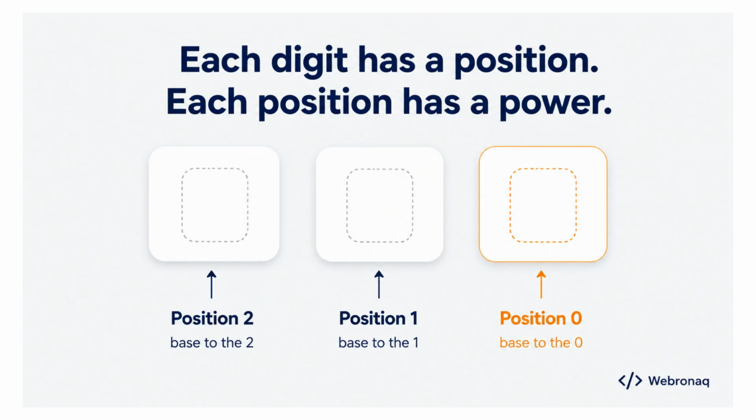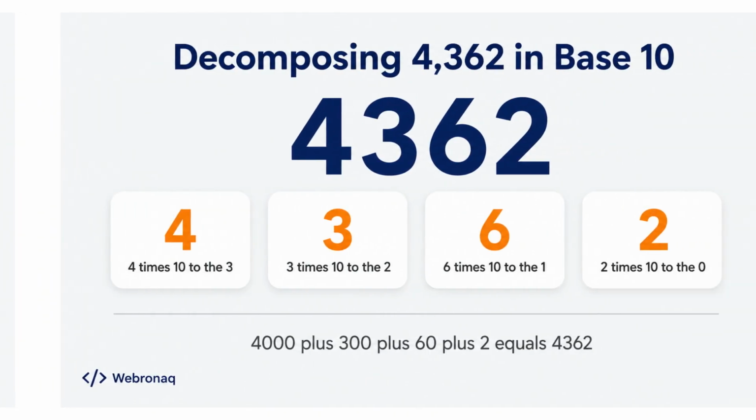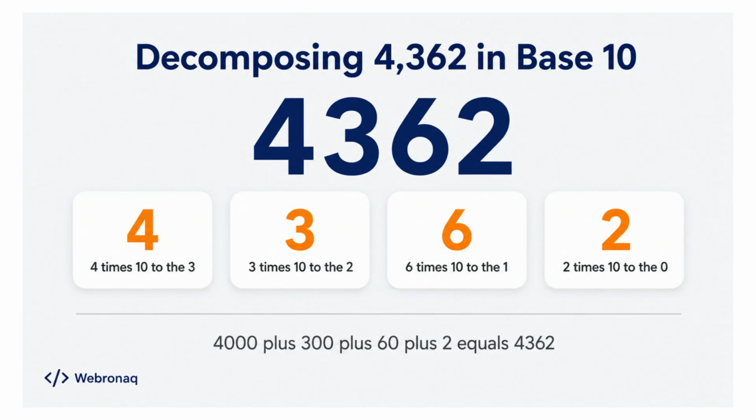The rightmost digit sits at position 0, the next one left is position 1, then position 2, and so on. To find what each digit is worth, you multiply it by the base raised to the power of its position. So a digit at position 2 is worth that digit times base to the power of 2. That single rule, digit times base to the power of position, is the entire engine. Everything else we cover in this video is just that rule applied to different numbers and different bases. Let us put that rule to work with a number you already know.